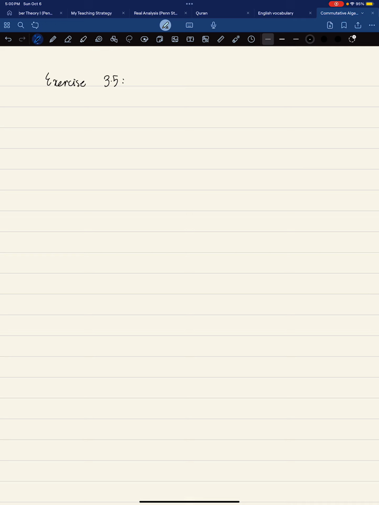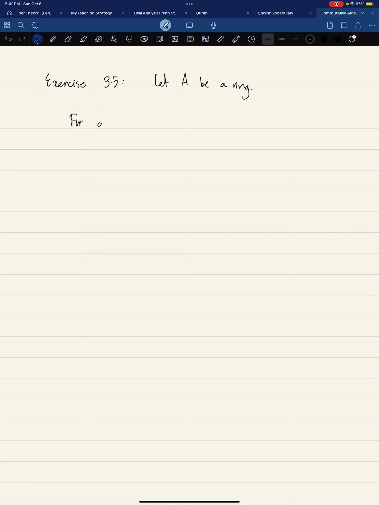So, problem 5 says that we are given a ring A, and for any prime ideal P of A, this local ring A_P has no nilpotent elements. So we have to show that A has no nilpotent elements.